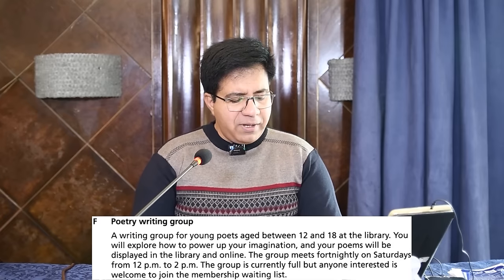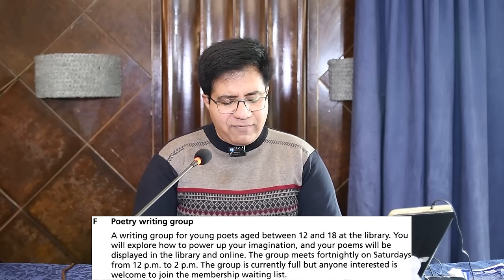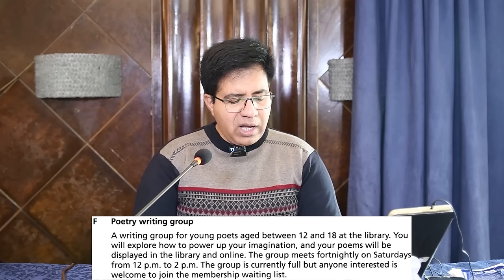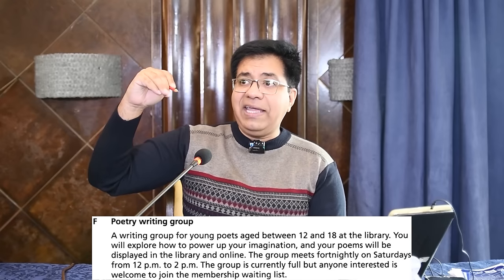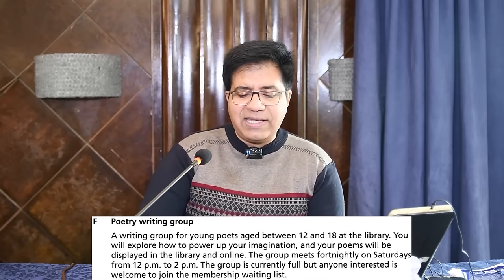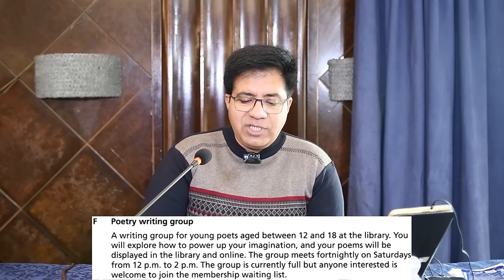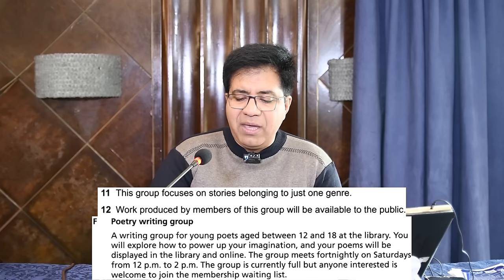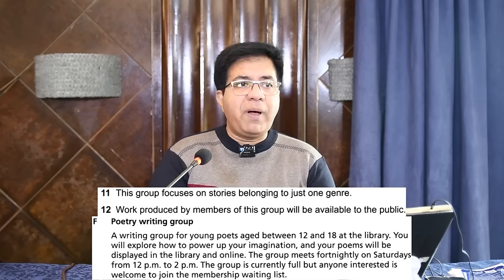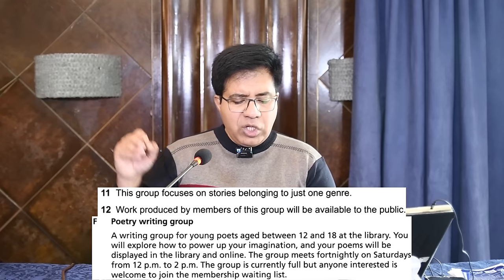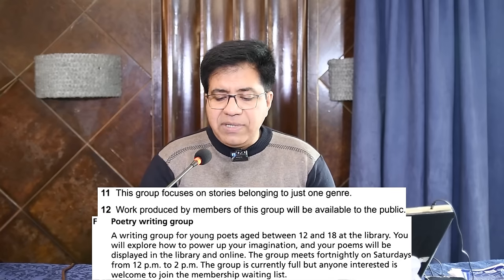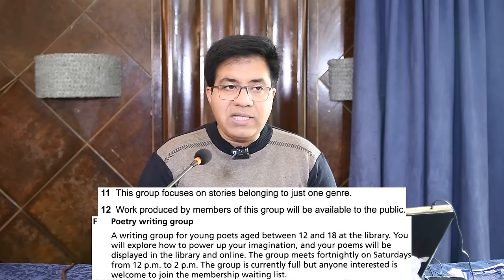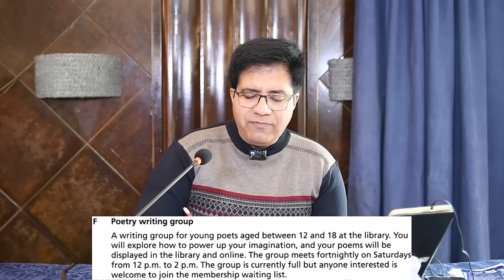But anyways, we will read. Paragraph F, poetry writing group, a writing group for young poets aged 12 and 18 at the library. You will explore how to power up your imagination and your poems will be displayed in the library and online. Your poems will be displayed. What is that? Question number 12, not 9. Work produced by members of this group will be available to public. Now, what is the word for will be available to public? Your poems will be displayed in the library and online. So, in the library and online, it means available to public. Question number 12, answer is F. Now, you should cross 12 as well.